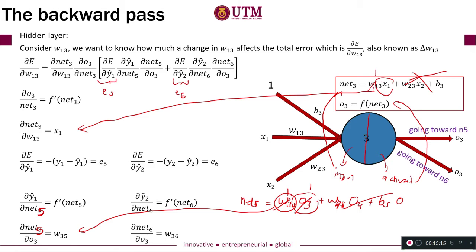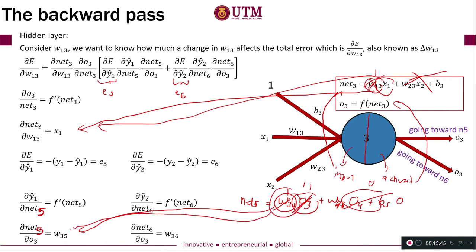Here, you do the derivative with respect to W, which is why you cancel this one and bring this one forward. But when you do net 5, you do the derivative with respect to O3. So the one that is cancelled becomes 0, this one becomes 1, and the one that you bring out is W35. You need to repeat the same process for your del net 6 over del O3, and you will find that it should be W36.